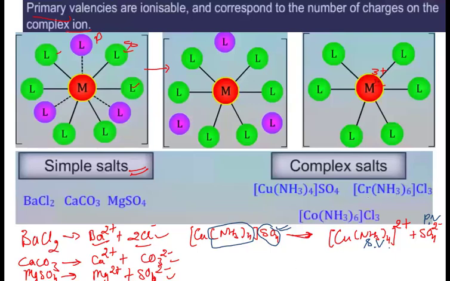In the same manner, for this chromium, Cr(NH3)6 Cl3. This Cl3 will ionize as 3Cl- and it corresponds to primary valency. Whereas NH3 is 6 times, so there are 6 ligands or 6 ammonia molecules. So this will constitute secondary valency. Okay. Now in this third example, Co(NH3)6 Cl3. Again Cl3 will be primary valency and NH3 6 times will be secondary valency. I hope it is clear to you.